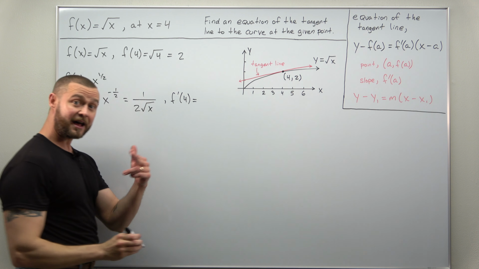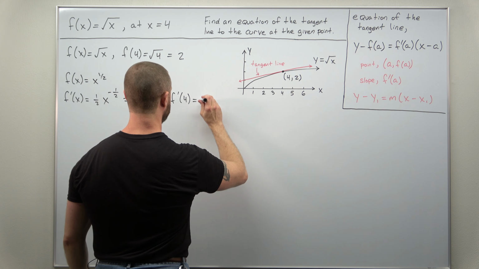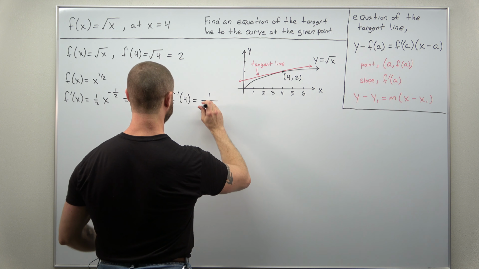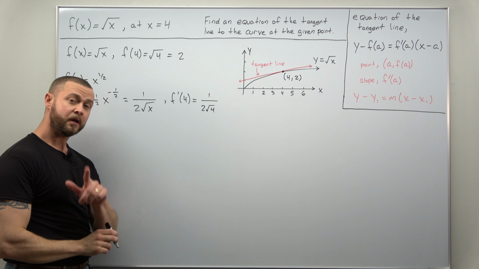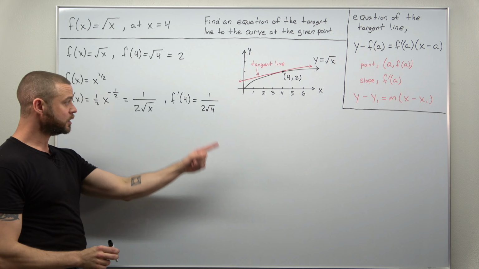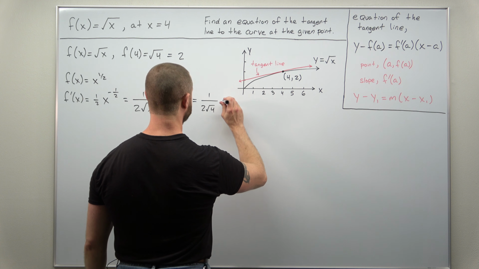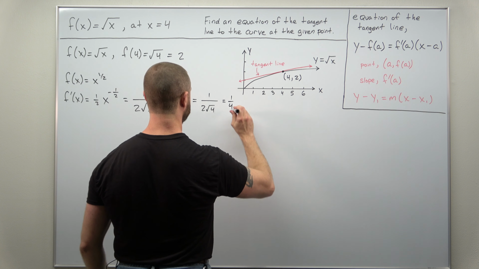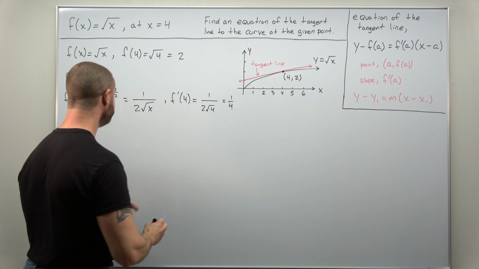So if we calculate f prime of 4, plug that in, we get 1 over 2 times square root of 4. Just be careful with your calculations. Square root of 4 is 2, so in our denominator we have 2 times 2. We should get the slope of our tangent line as 1 over 4. And that is it. We just have to plug this in.